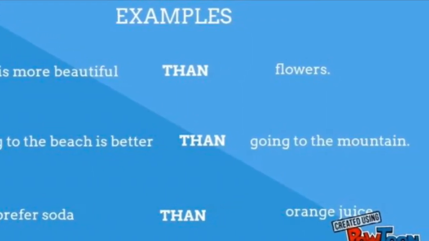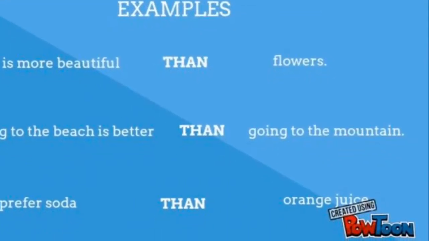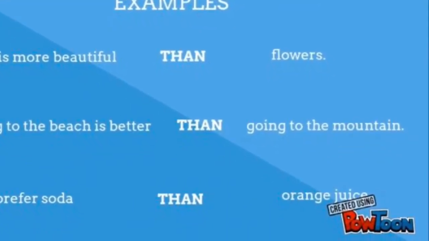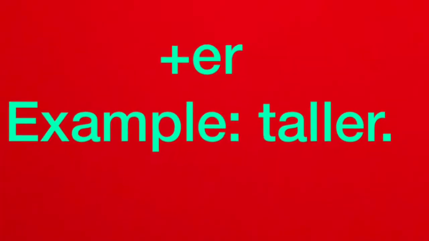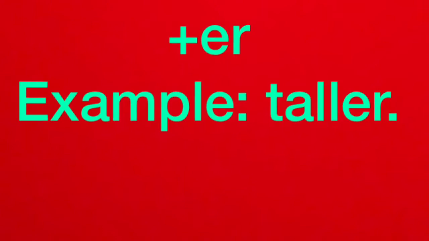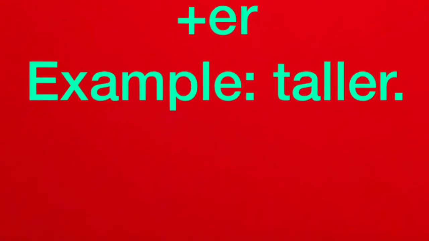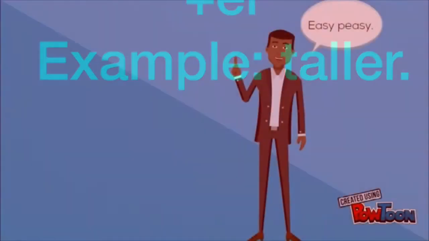You can see in this example that the word beautiful has 3 syllables. Beautiful. That is why you add more and not ER. Remember that the general rule tells us to add ER to each adjective. Let's start now.